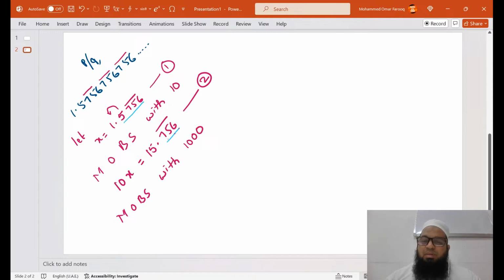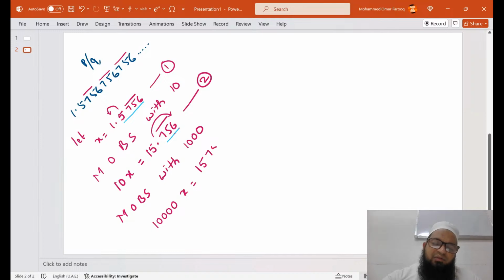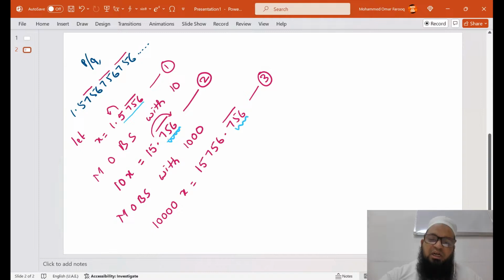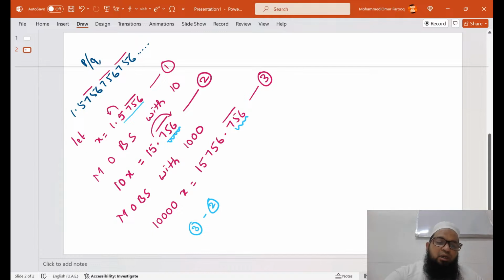10 to the power of 3 is nothing but 1000. So now 1000 into 10, 10,000x equals, and when I multiply with 1000, what happens? The decimal moves 3 places. So it will be 15,756.756 bar. This is the third equation. Now check, my dear students. The decimal part in the second equation and the third equation are equal. So let us subtract the second from the third. Okay, second from third. So let us do the same.